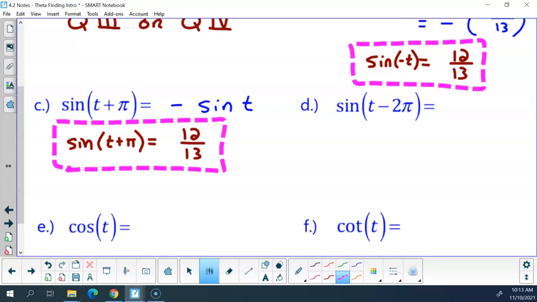Sine of t minus 2 pi, this was on our identities worksheet from last week, which means that we are going clockwise around the circle 1 full lap, so we end up back in the exact same spot. So that is going to be equal then to negative 12/13.